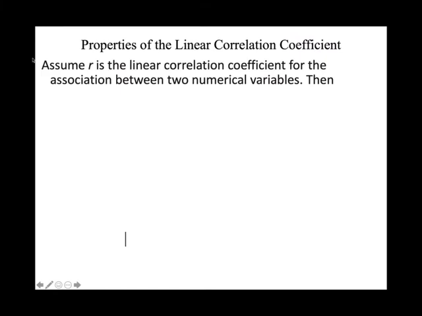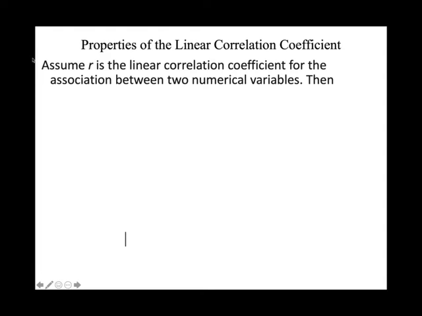Properties of the linear correlation coefficient. Assume R is the linear correlation coefficient for the association between two numerical variables. So what is R? R measures the strength of the linear correlation. Remember, when we look at the scatterplots, if all the points are really close to the straight line, we may say that is a strong linear correlation. If all those points are kind of far away from the straight line, we may say that is a weak linear correlation. But looking at the scatterplot is really subjective.